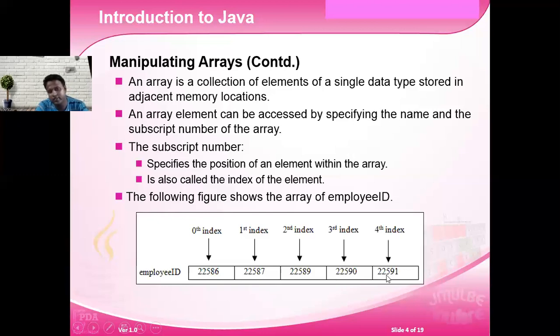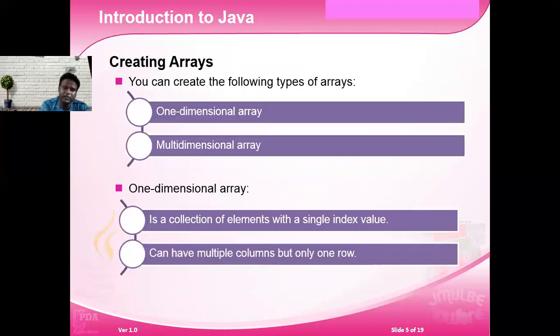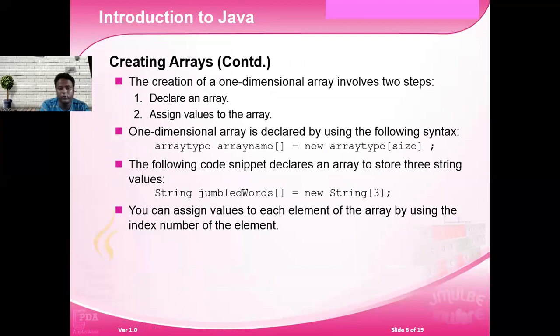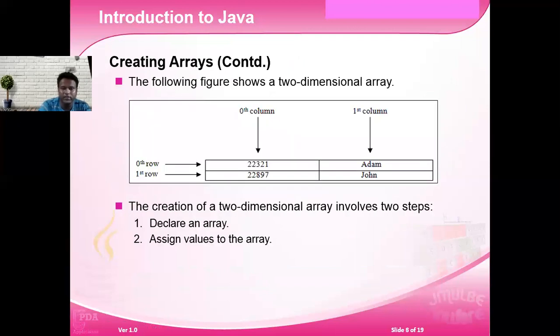It is called a single dimension array. In a multi-dimension array, it stores multiple rows and multiple columns. Here you can see multiple rows, row 1 and 2, and the columns are also given as 1 and 2.